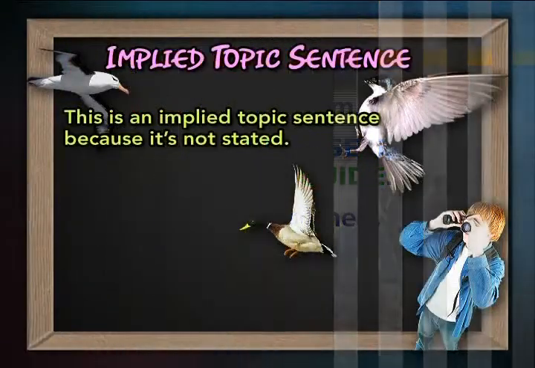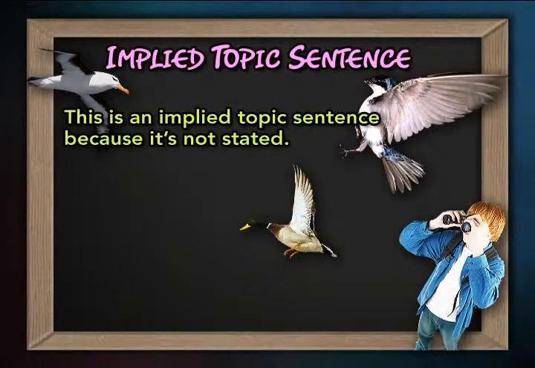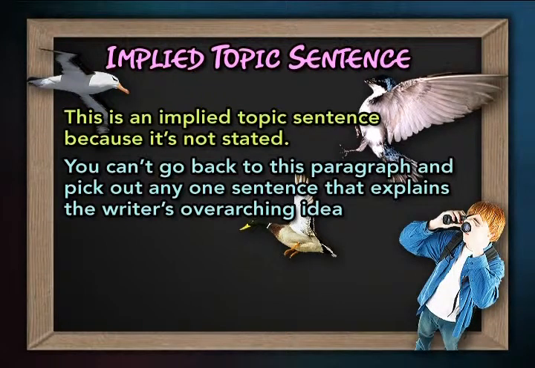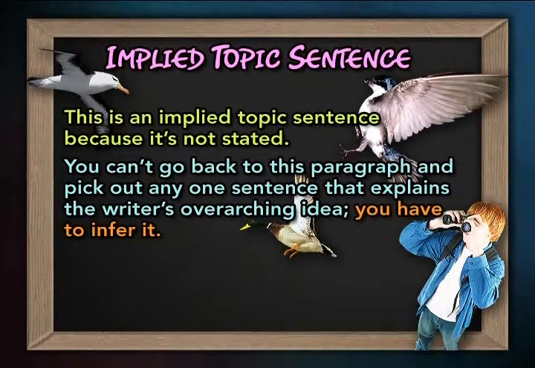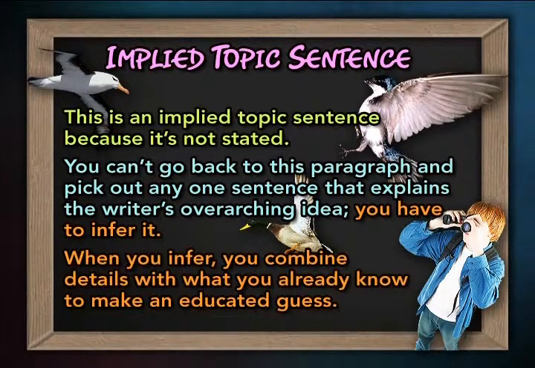This is an implied topic sentence because it's not stated. You can't go back to this paragraph and pick out any one sentence that you can say for a fact explains the writer's overarching idea. Instead, you have to infer it. You've got to figure it out from details. And remember, when you make an inference, you combine details with what you already know to make an educated guess.